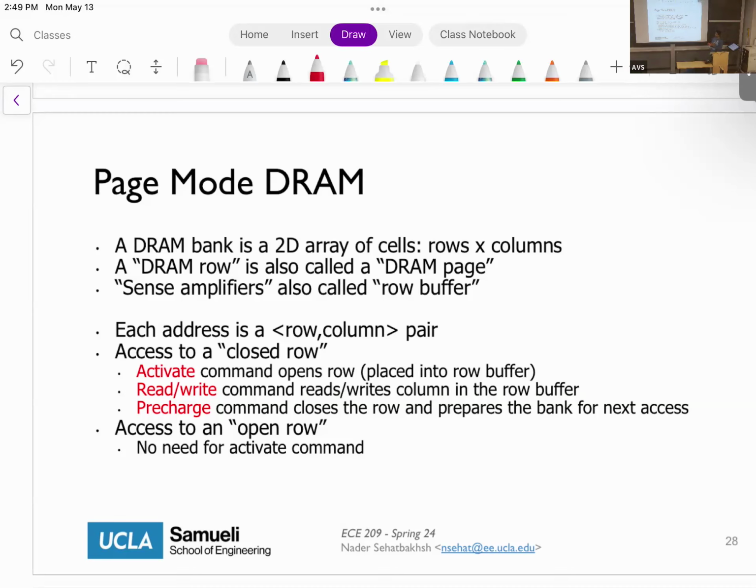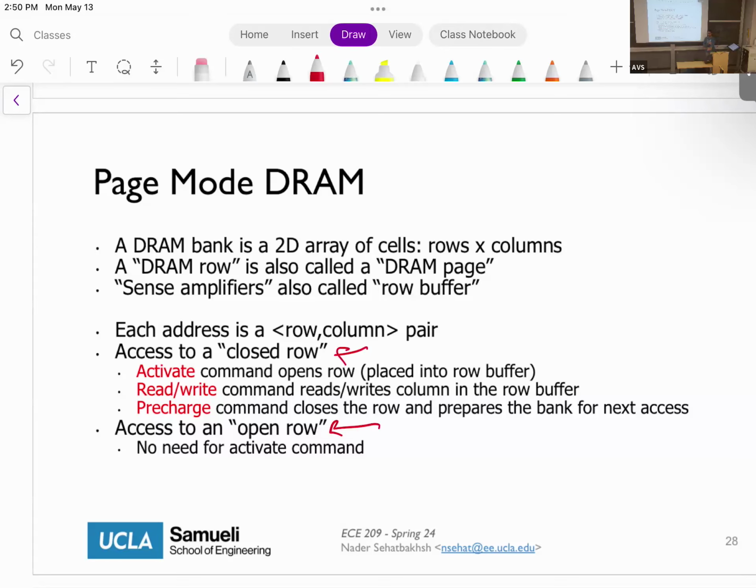So the DRAM, as I said, eventually comes down to a bank. The bank, you can think about it as a 2D array of rows and columns. A row, usually we call it the DRAM page or a DRAM row, okay? The sense amplifiers, where we actually do the amplification, also happen in the row buffer. So you can have two ways of accessing the DRAM. This is what we call a closed row and an open row policy, okay?